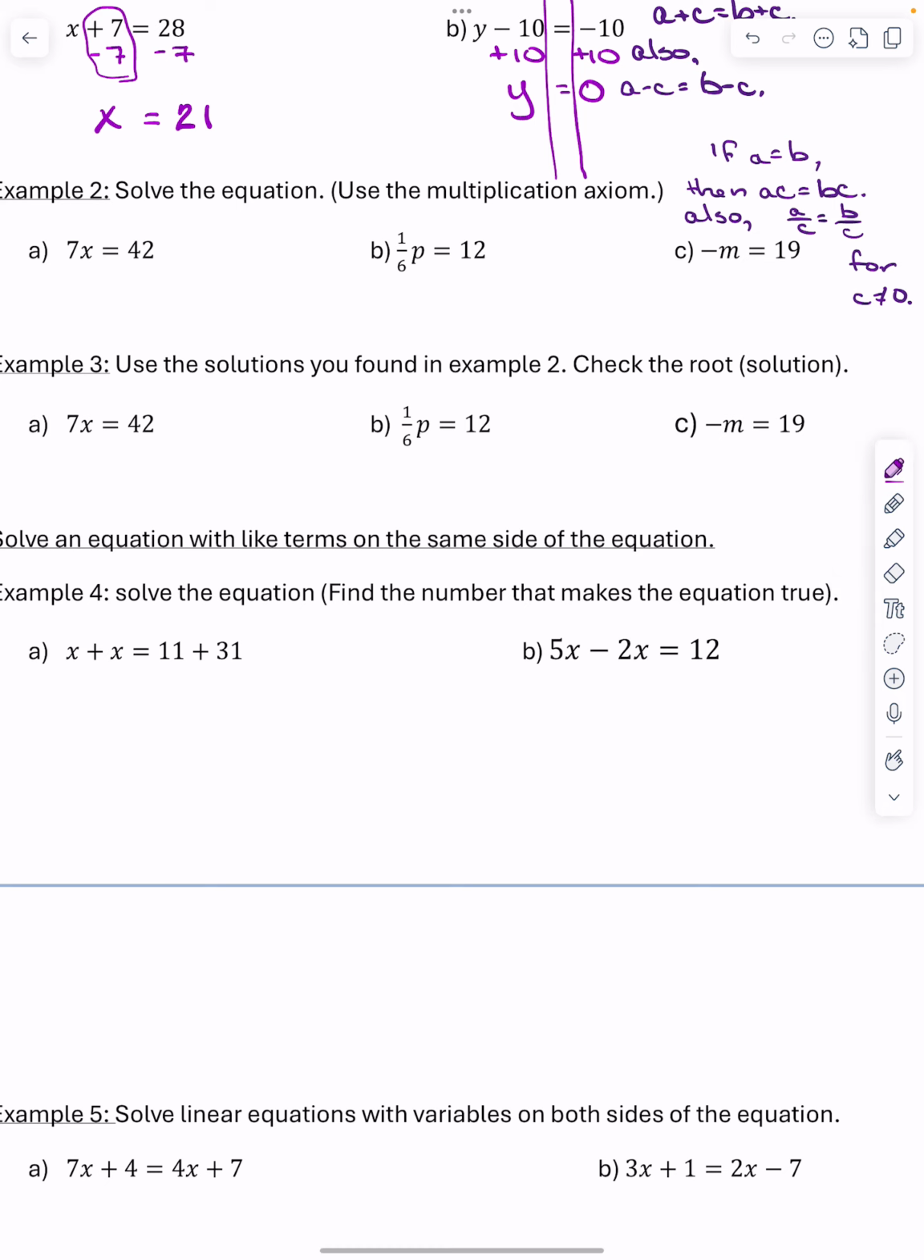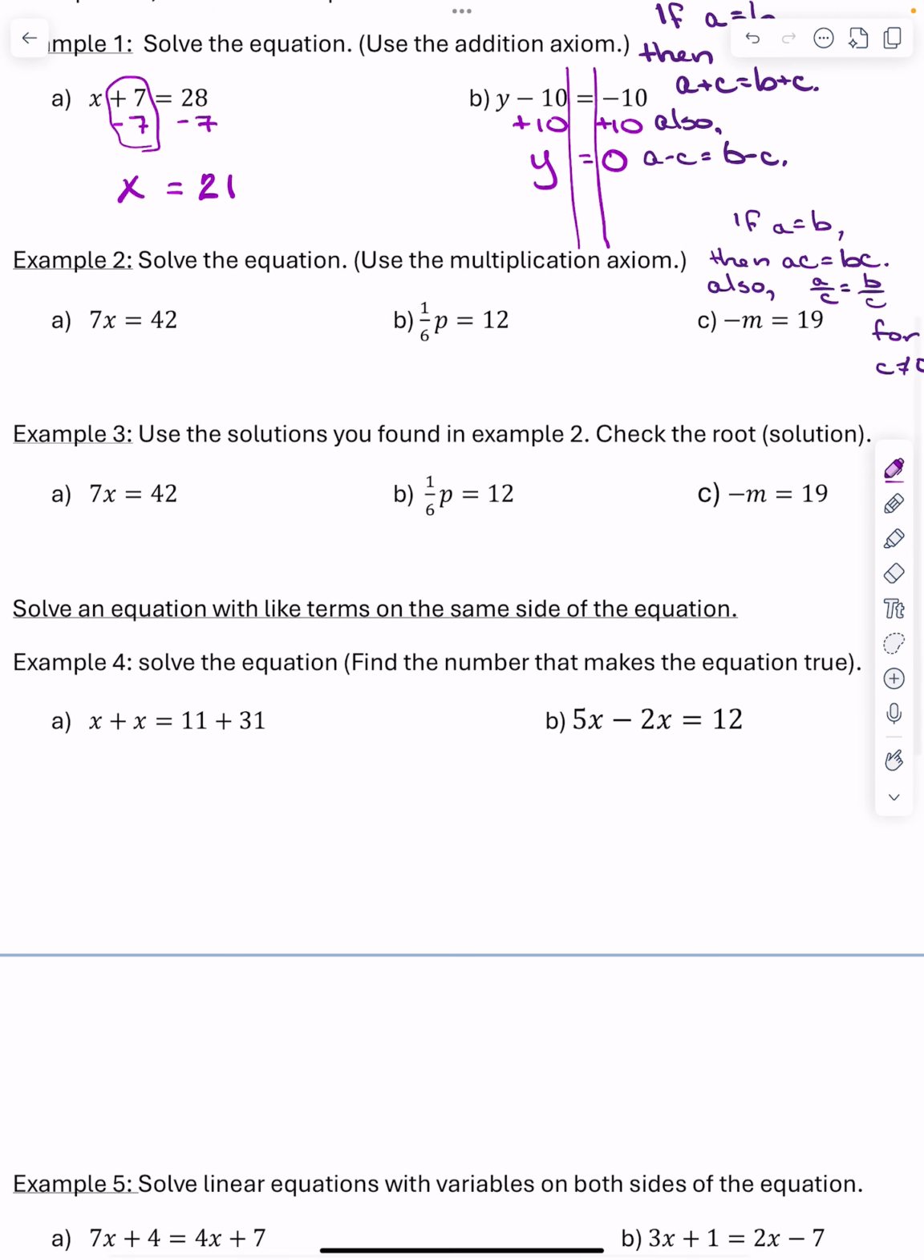Okay. So let's take a look at how we're going to solve these. If on A, we've got 7 times x equals 42, the way that we undo times is to divide. So I'm going to write it this way, over 7. And keep in mind, it's only the 7 I want to get rid of, not the x. So I'm dividing both sides by 7. 7 over 7 is just 1. I get left with an x here. 42 divided by 7 is 6.